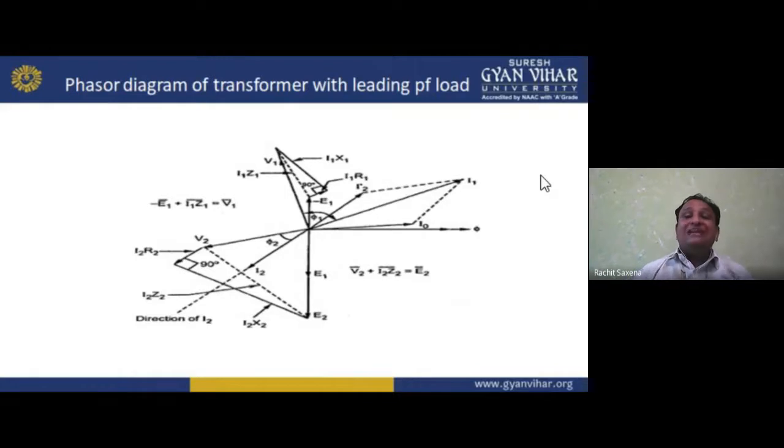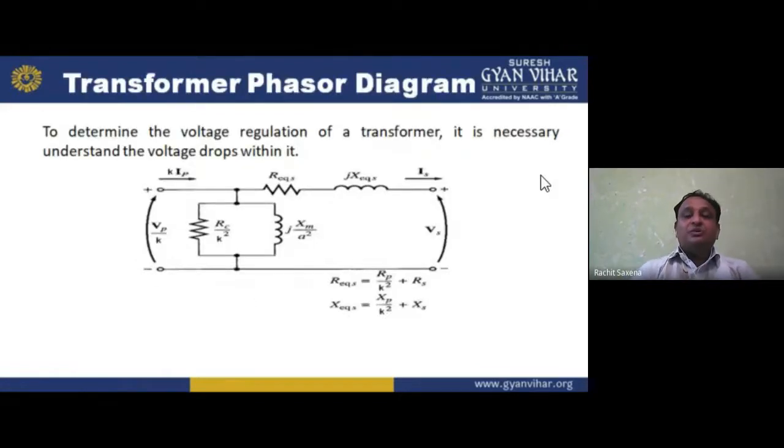And if I'm talking about leading, it is capacitive. In leading, my dear students, the current leads by the angle of 90 or phi with respect to V. So capacitive is there. I hope you understand. Then the transformer phasor diagram.